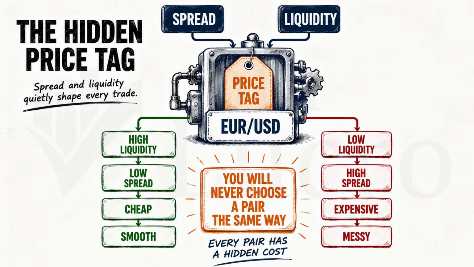By the end of this video, you'll understand what the spread really is, why you pay it on every single trade, whether you win or lose, and how liquidity quietly decides whether your trades are cheap and smooth or expensive and messy. Once you see this clearly, you'll never pick a pair the same way again, because you'll finally spot the price tag that was hiding in plain sight.